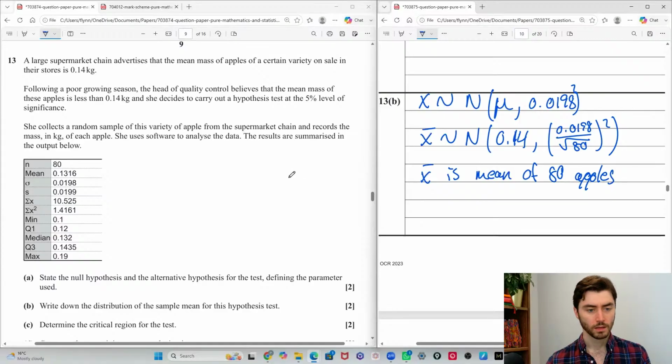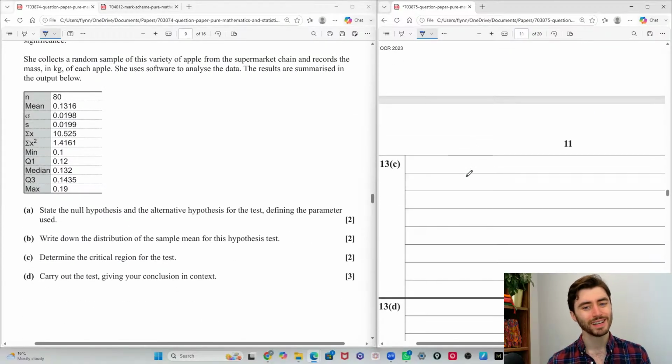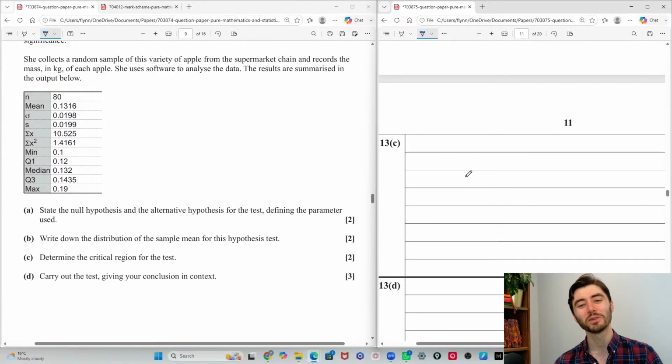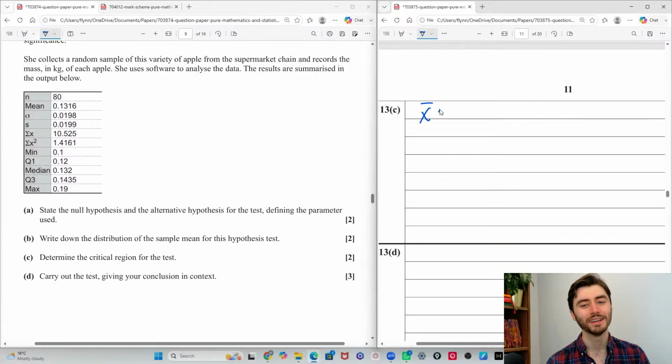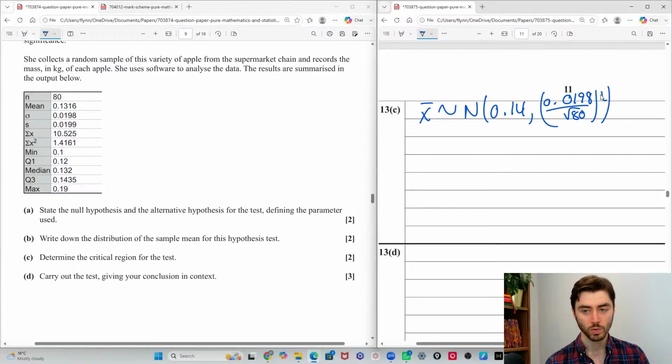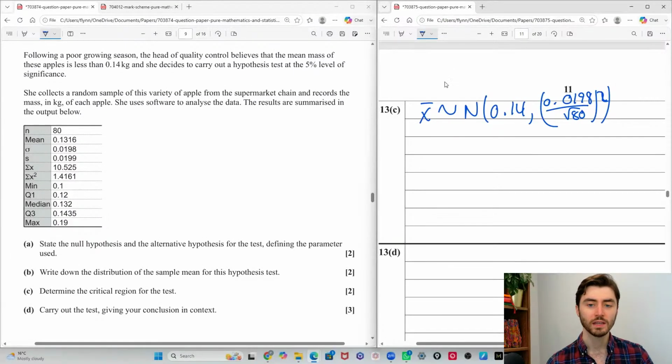Okay. Determine the critical region. Must I? I hate critical regions. Normally it was 0.14, 0.0198 all over the root of 80, and that thing's squared. Cool. Critical region means I want to find where, so I know the probability of X bar being less than a value is 0.05.